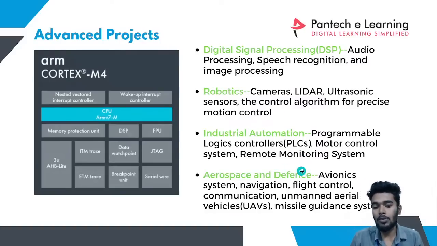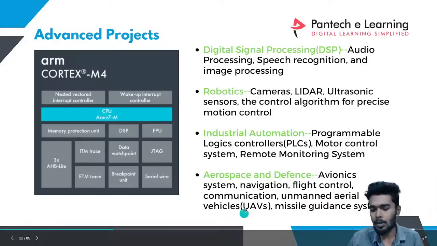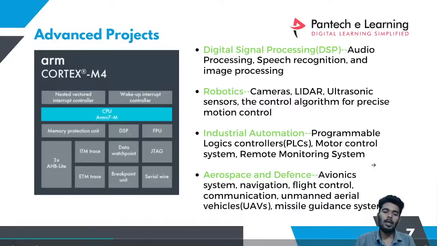It is also used in aerospace and defense. Avionics means aerospace plus electronics. Systems like communication, what altitude it is traveling at, navigation, flight control, communication. And we also use it for defense sectors like unmanned aerial vehicles and missile guidance systems. So that's why we are learning the STM32 controller, because it opens many opportunities for students and those who would like to enter the embedded domain.